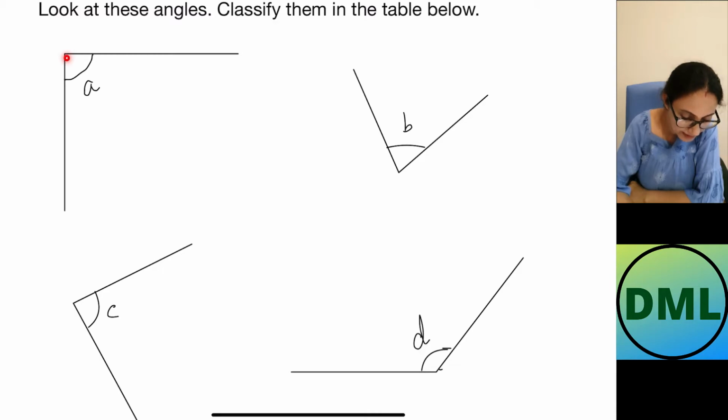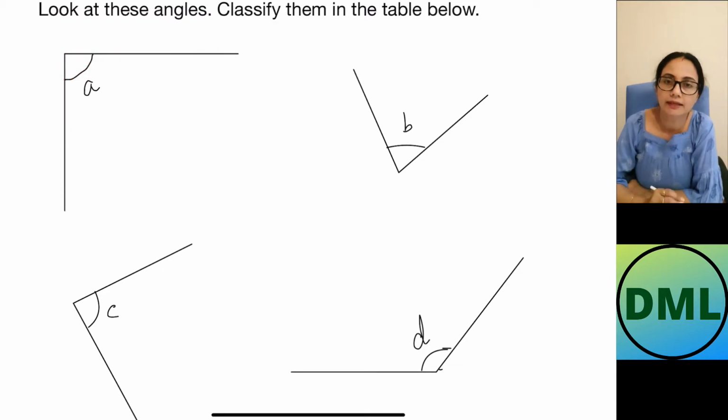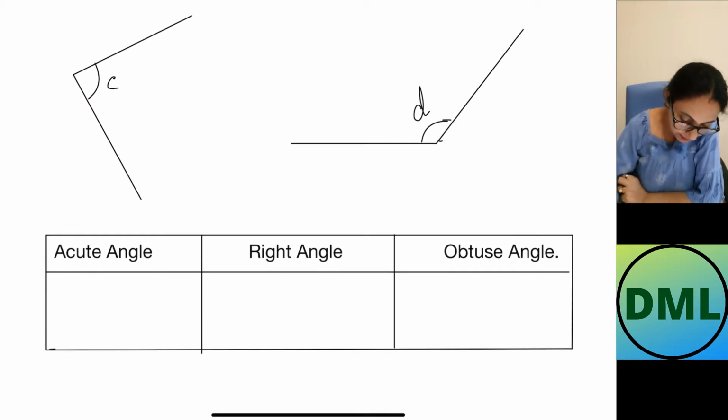So these are my lines. First line is this one, second line is this one. What angle are they making here? Are they making an acute angle or a right angle? They are making a right angle. So A denotes a right angle. So let's write the answer here. Right angle is figure A.